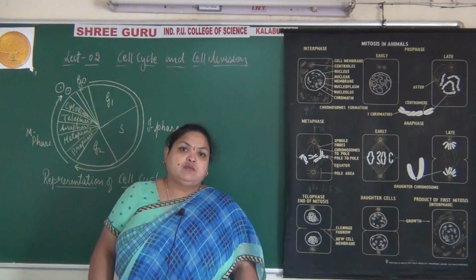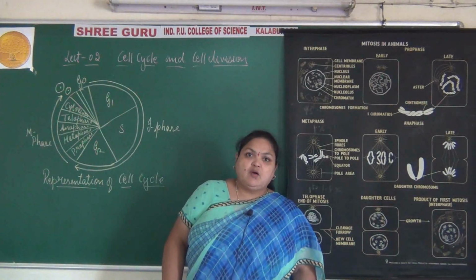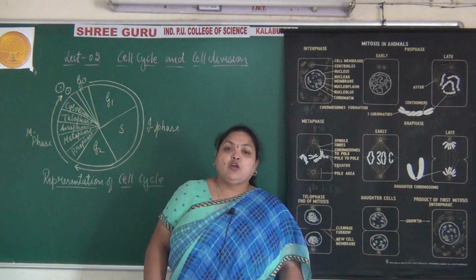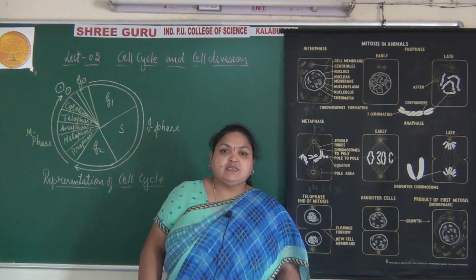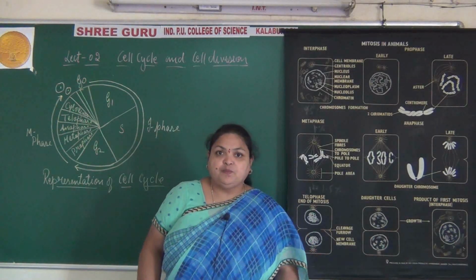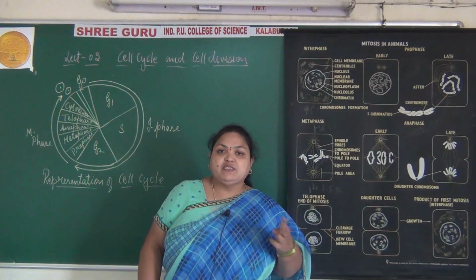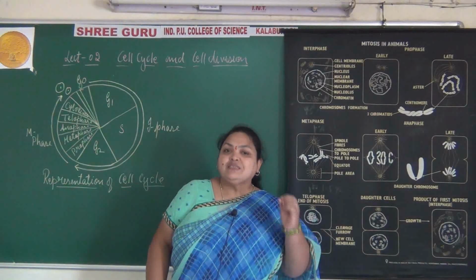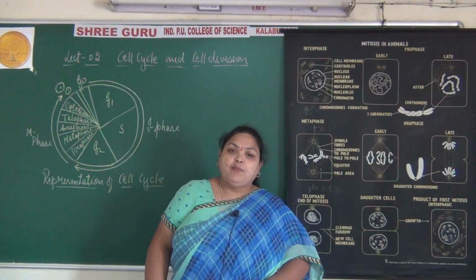It is a process where the mother cell, the parent cell, divides. The process of formation of new cells from the pre-existing cell is known as cell division. And there are three types of cell division: amitosis, mitosis and meiosis. Already we have learned in short what is mitosis and what is meiosis.